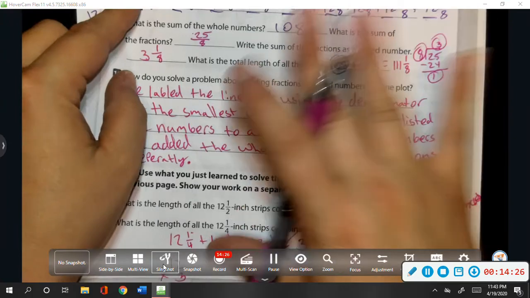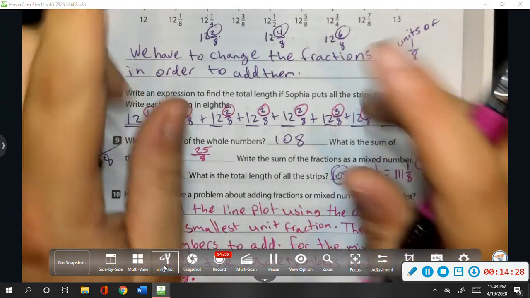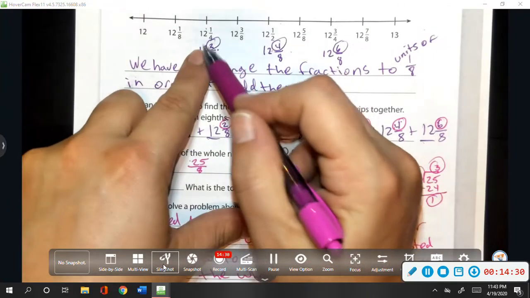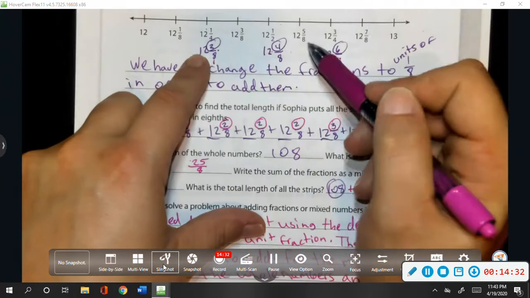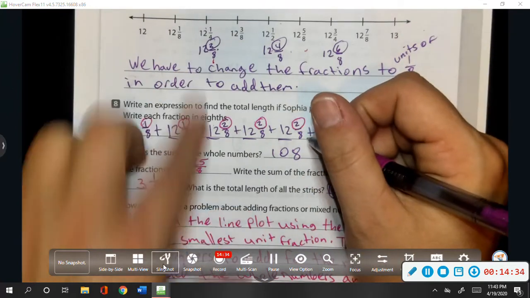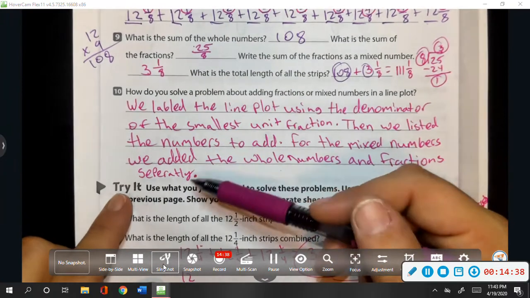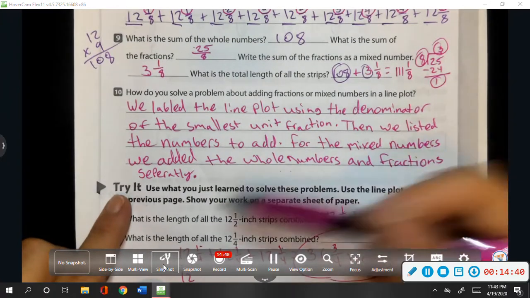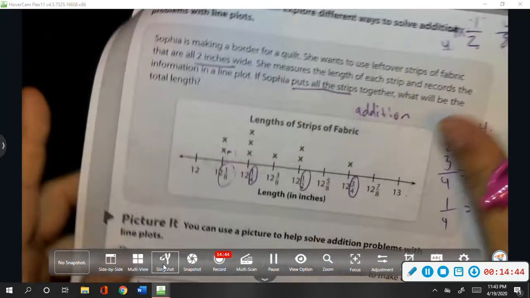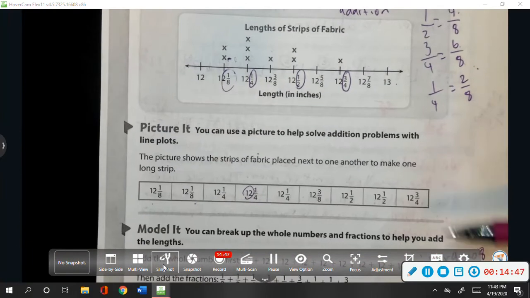Alright. So when we're adding with our line plots, you have to make sure that all of your denominators match. If they don't match, you need to find the equivalent fraction. When we add these mixed numbers, a little bit of review, we add the whole numbers and the fractions separately. What else did we do here? Because we're fixing to close up this unit.